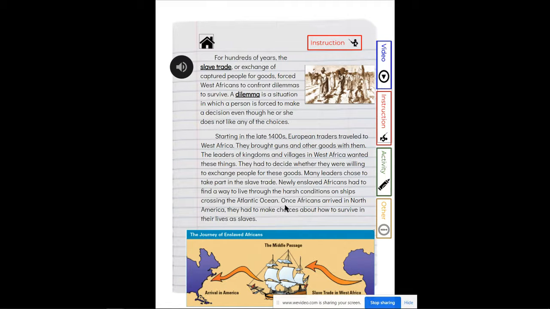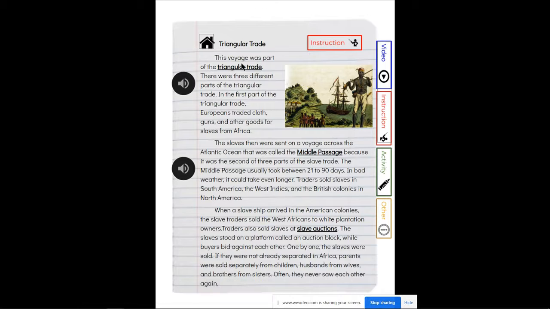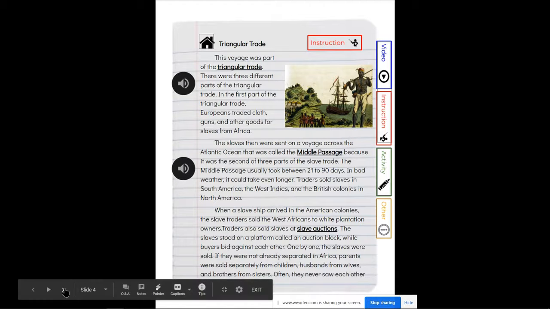I will play the rest of this for you so you can listen as you follow along. We're talking about triangular trade, and these audio files will give you a more in-depth understanding of what triangular trade was and how the guns played into the first leg of triangular trade. Then we start talking about the Middle Passage and what happened in the Middle Passage. This last section is here to pre-teach you and give you a bit of information for your next lesson, where we'll talk more in depth about slave auctions.